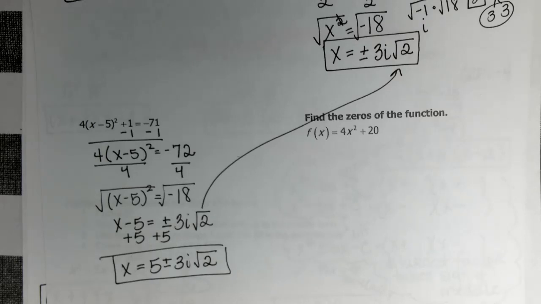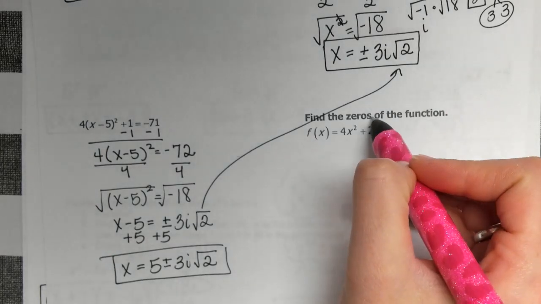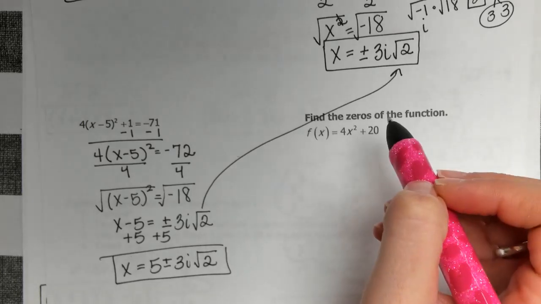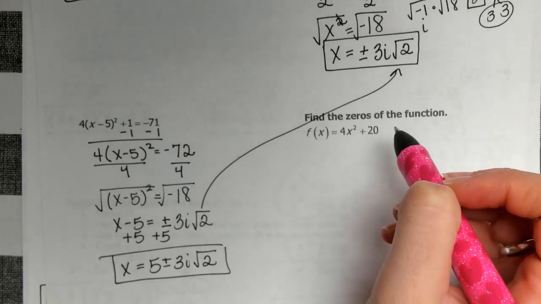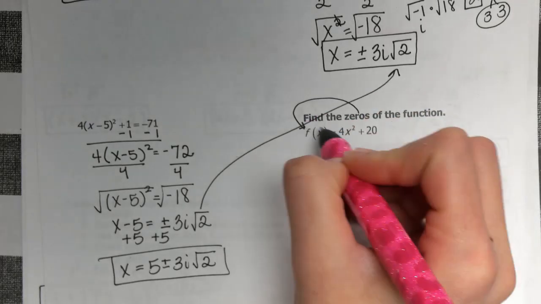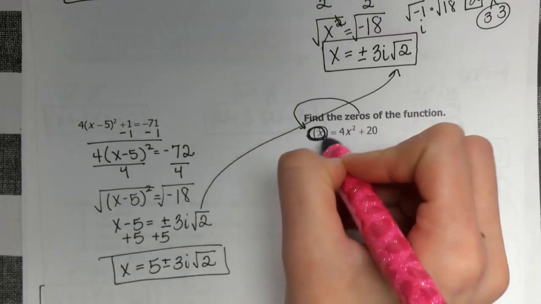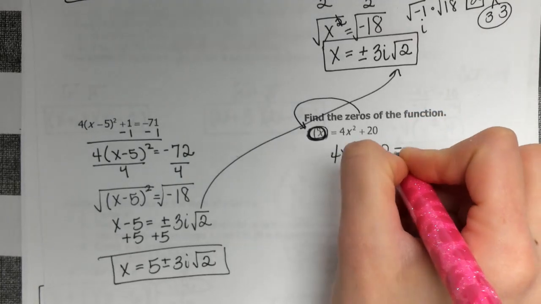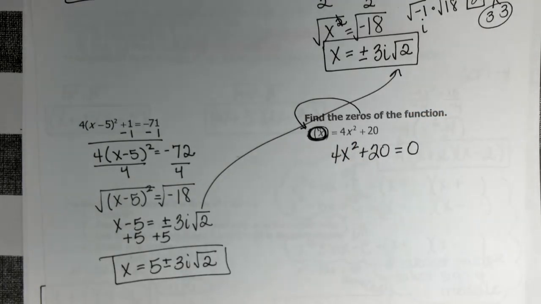Okay, we're good with that? Alright. Finding zeros of the function. A zero of the function is the same as an x-intercept. Okay? So that means you're solving for x. So what you do is you just take your function, set it equal to 0. So 4x squared plus 20 equals 0. Solve for x.